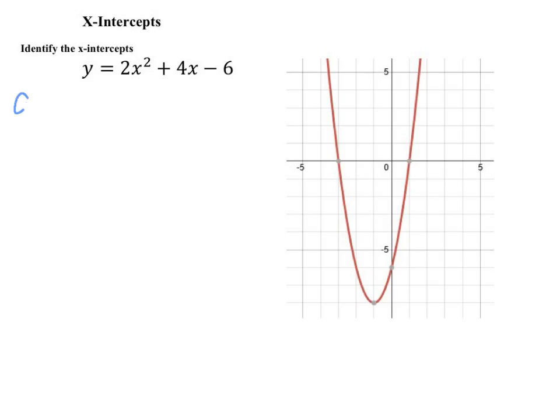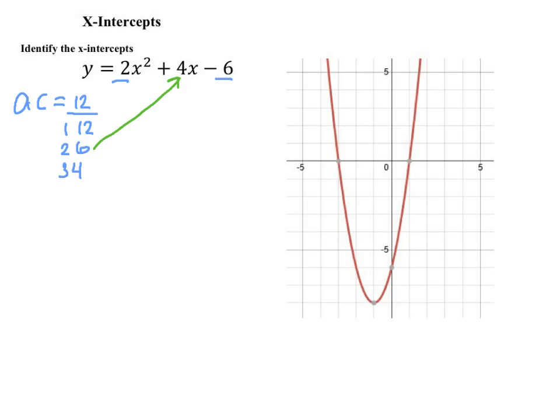I'm going to take my A times my C, and my A is 2 and my C is 6, so A times C is 12. The factors of 12 are 1 and 12, 2 and 6, and 3 and 4. Now, the factors that combine to get a 4 are going to be 2 and 6.